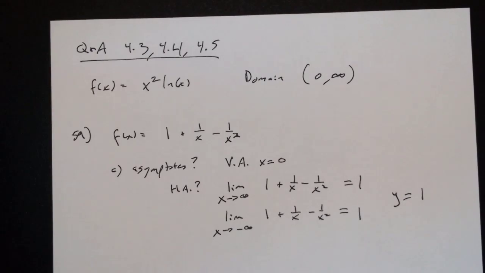Part B, intervals of increase and decrease require me to have what? Say again? What do I need to find intervals of increase and decrease? I need critical numbers. Critical numbers come from my derivative.